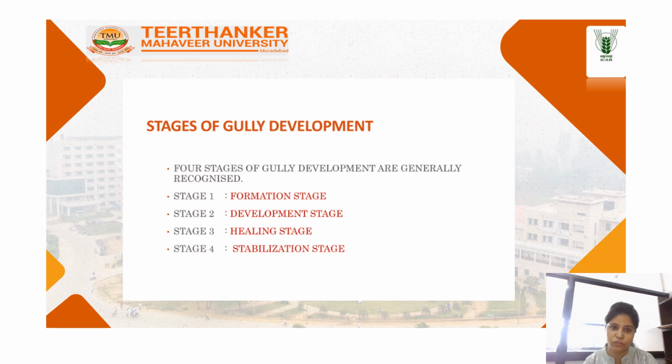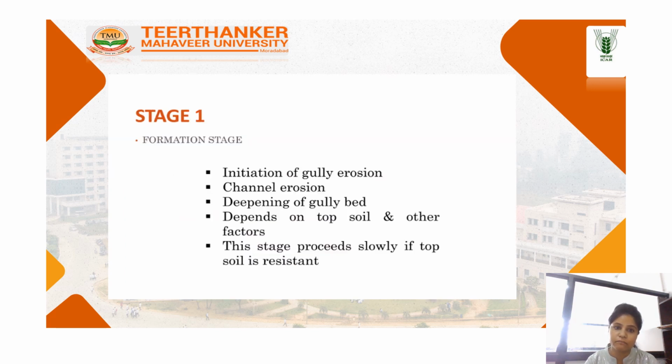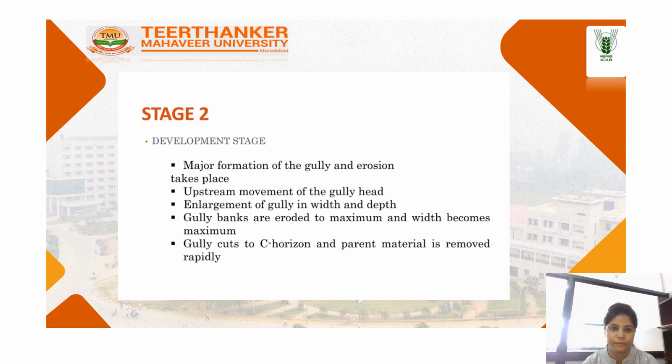These are the stages of gully erosion. The first stage is the formation stage, second is the development stage, third is the healing stage, and last is the stabilization stage. In stage 1, there is initial gully erosion and channel erosion, with tipping of the gully bed depending on topsoil and other factors. The stage proceeds slowly if the topsoil is resistant.